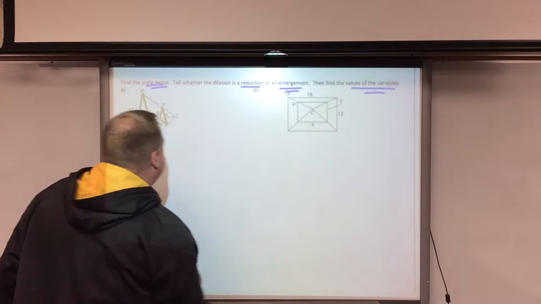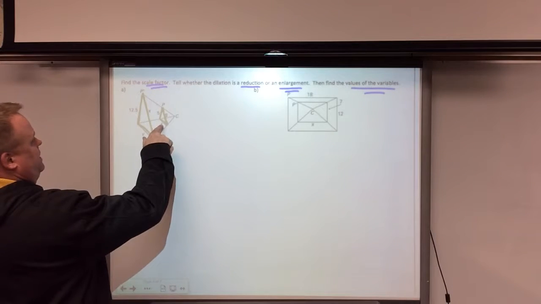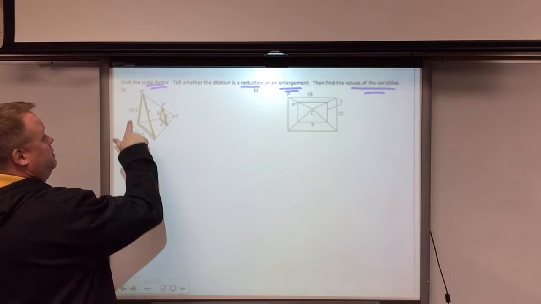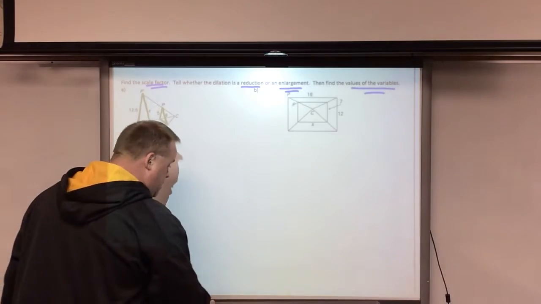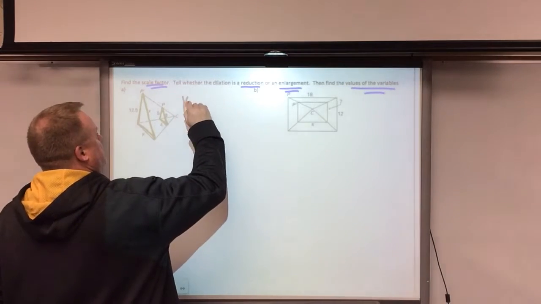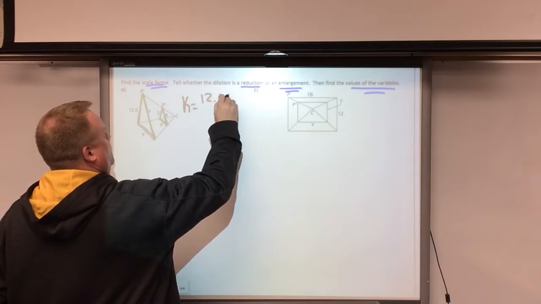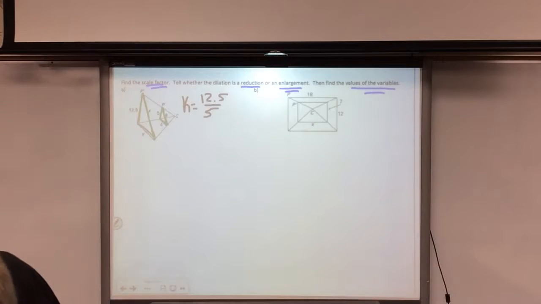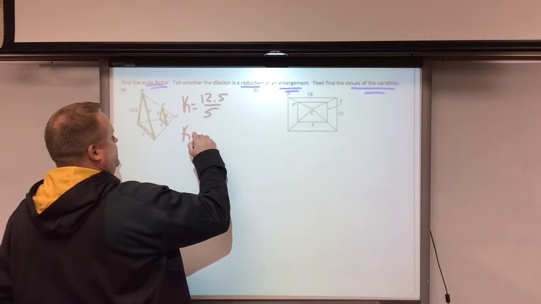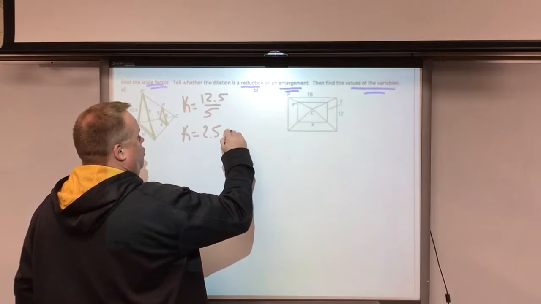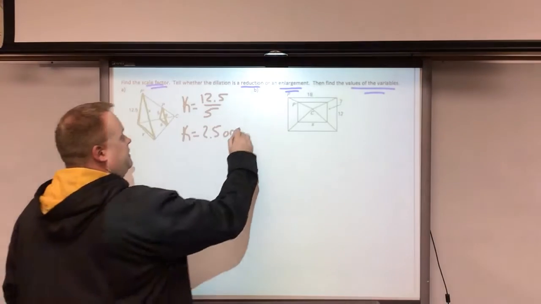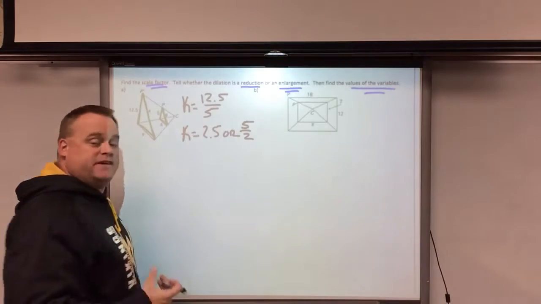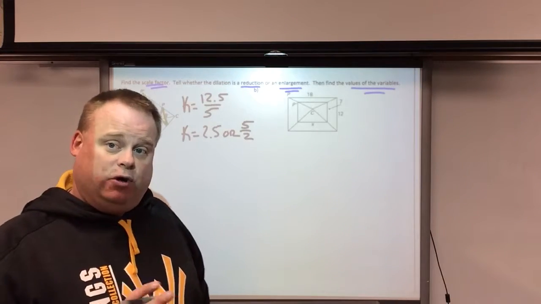So I look at this. I've got a y that goes with a 4, can't do that one. An 8 with the x, can't do that one. I've got a 12.5 to the 5. Well, I can do that. So k is going to be equal to 12.5 over 5. What's 12.5 over 5? Get my calculator out here. That's going to be 2.5. So k is going to equal 2.5, or I can write 5 halves. Remember, 2.5 is 5 halves as well. I can use either one of those.